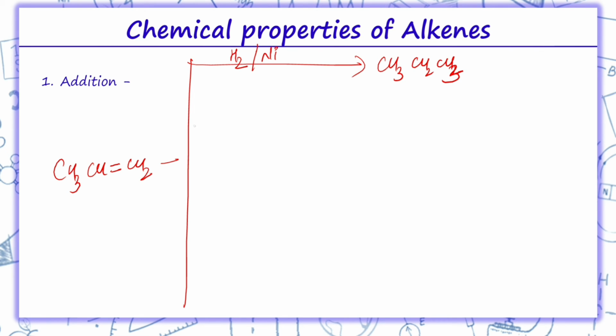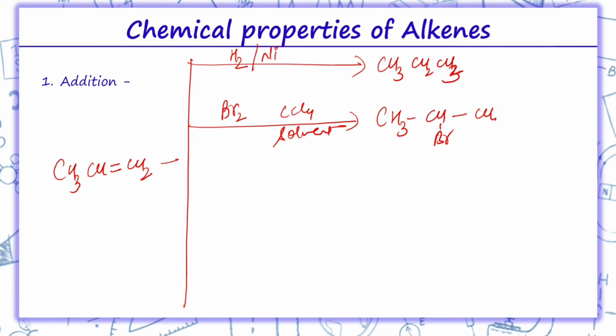So, this is hydrogenation. The next addition reaction takes place with halogens, that is Br2, in the presence of CCl4 as a solvent. Again, the double bonded carbon atoms will be attached with the bromine group, that is CH3CHBrCH2Br. We get vicinal dihalides.